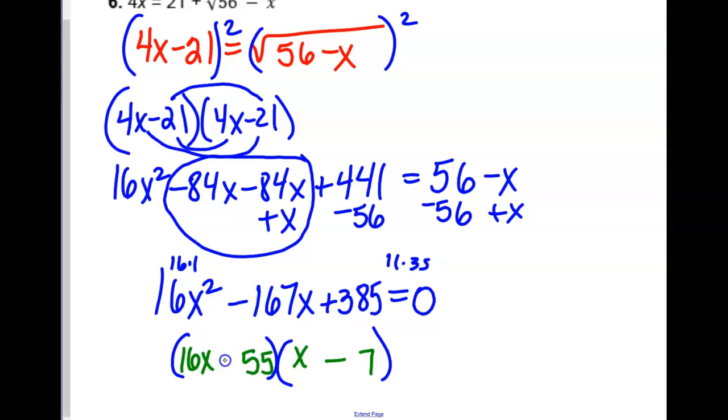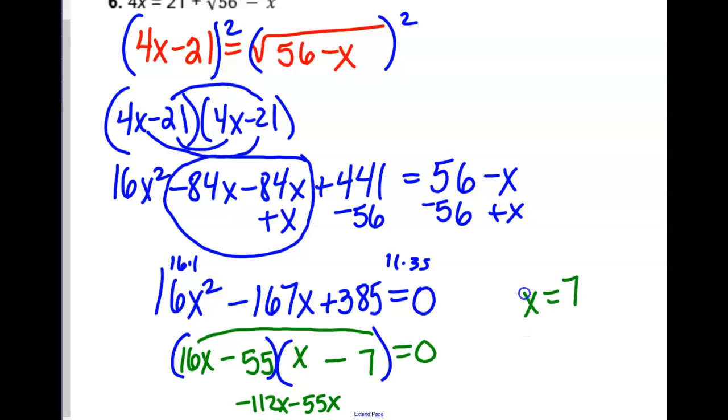Okay. I would have just done quadratic formula. Somebody try this. 16 times 7. What's 16 times 7? That would be a negative. And in here we'd have a negative 55 x's. And that would get us back to the negative 167. Okay. So the two exact solutions after painful work are 7 and what does this mess become? 55 over 16, and that doesn't reduce.